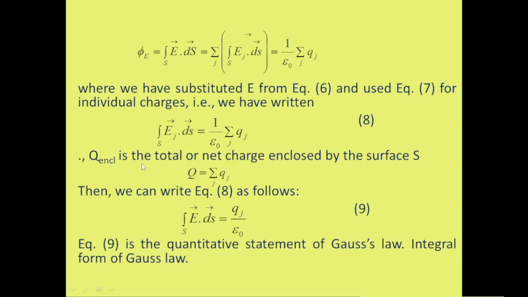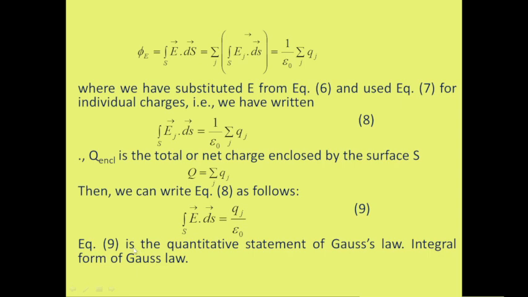Q enclosed is the total, or capital Q is what? This summation of small q is represented by capital Q. Q is the total or net charge enclosed by the surface S. We can replace the summation of qj by capital Q. Then we can write equation 8 as follows. So E dot ds is equal to Q by epsilon naught.